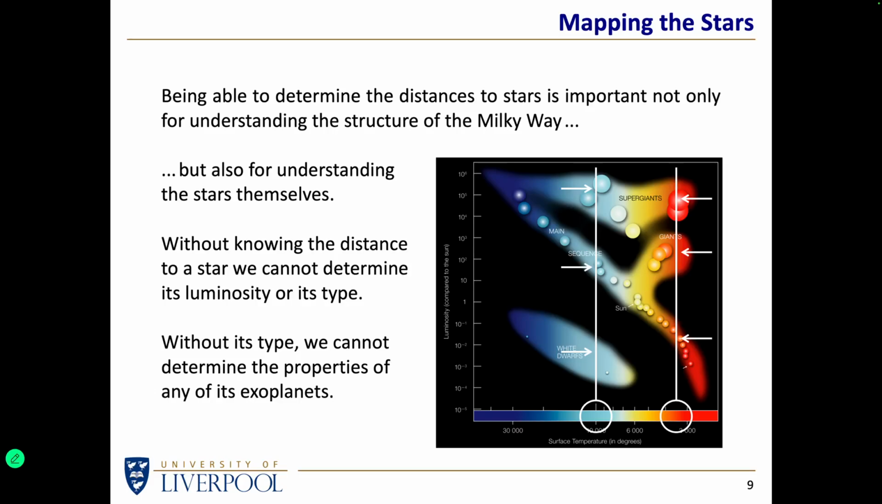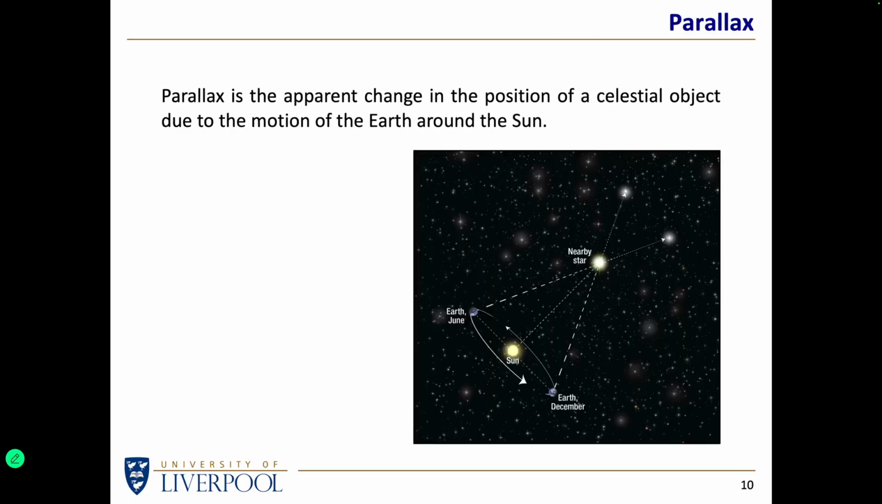So we need distance for understanding stellar systems, stellar evolution, and we also need it to help us understand exoplanets as well. But the main thrust of what I'm talking about is getting a full three-dimensional map of the Milky Way so we can understand the dynamics of the Milky Way itself.